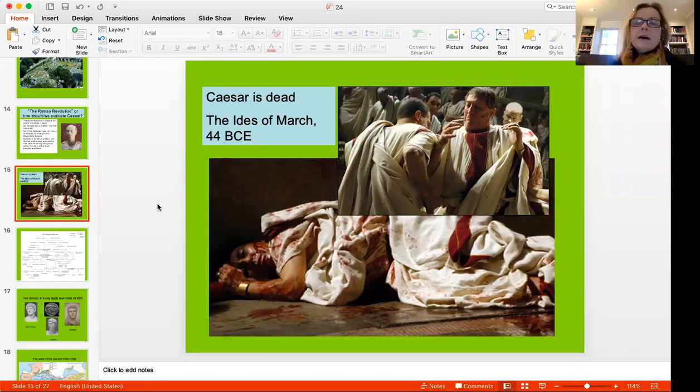We left off in the moment when Caesar is dead on the Ides of March, 44 BCE. Now, to understand what happens next, we need to familiarize ourselves with a chart that will be on our mind for a number of weeks from here out.